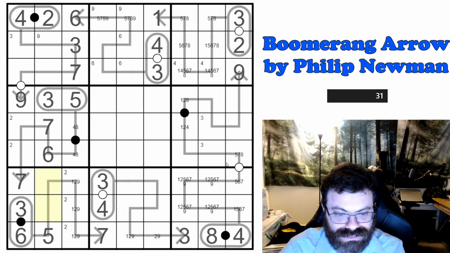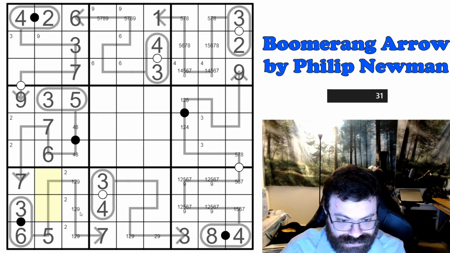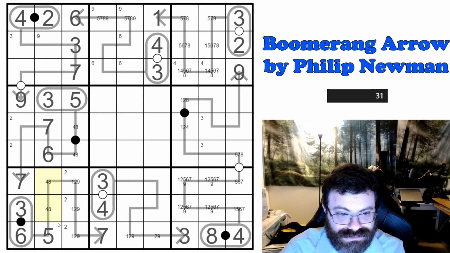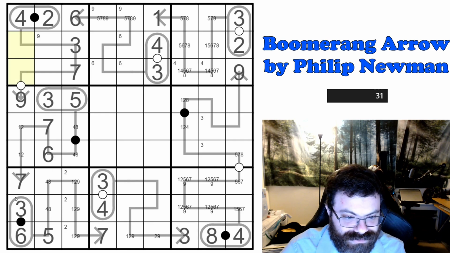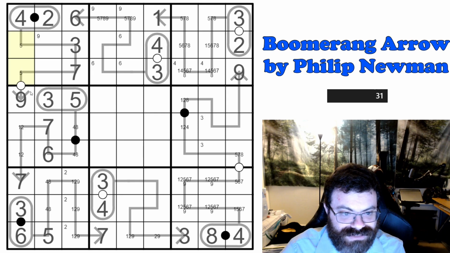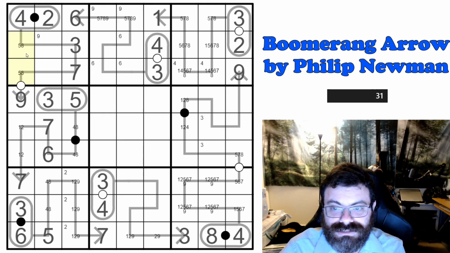Another 1, 2, 9 triple. So this is a pair. We have 1, 2, 3, we need 4 and 8. That makes sense. This is also a pair, so it's going to be a 1, 2 pair. So I think that means, oh yeah, this can't be 3. We already have a 3 placed, so don't get confused by my old pencil marks. 1, 2, 3, we need a 5 and a 5 and 8, looks like.